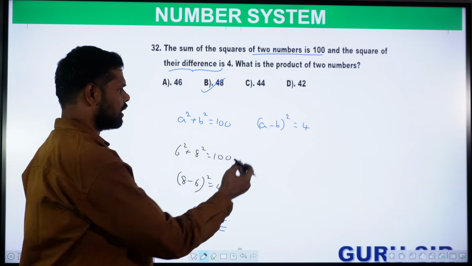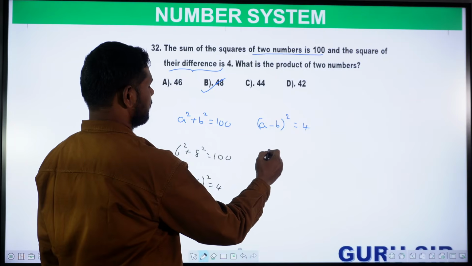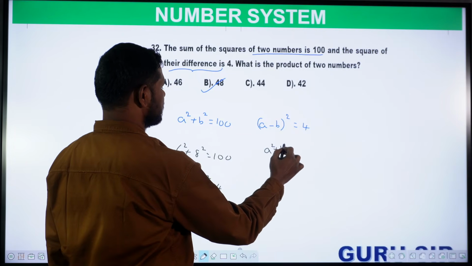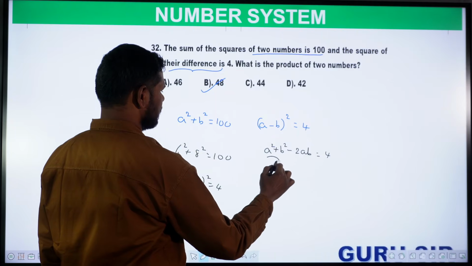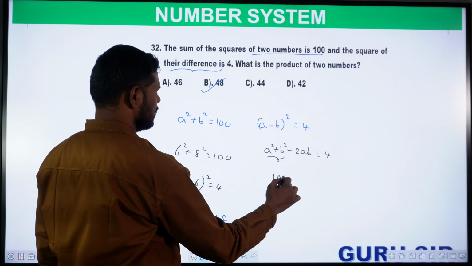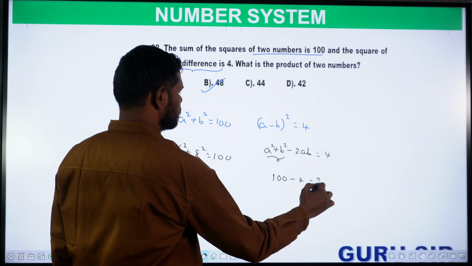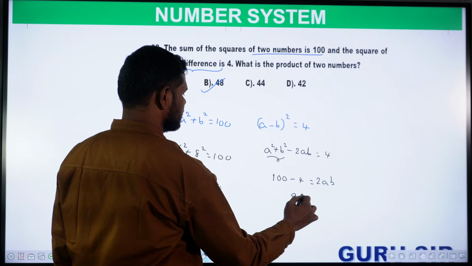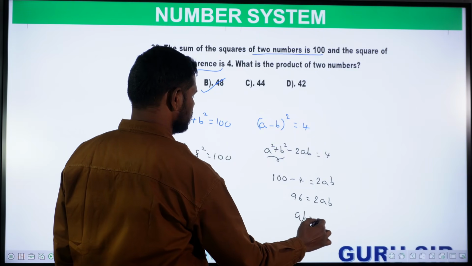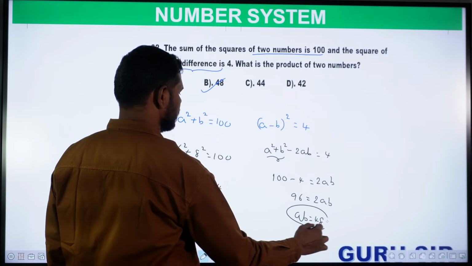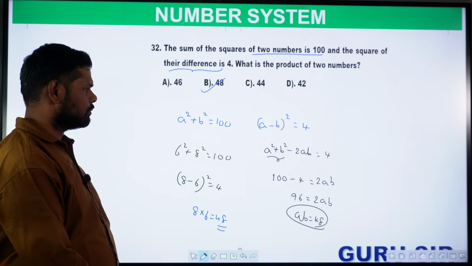Otherwise, go for the formula also, no problem. A minus b whole square means a square plus b square minus 2ab, which is 4. A square plus b square is given as 100, so 100 minus 4 equals 2ab. So 96 equals 2ab. Then ab, the product, is how much? Half of that, 40. So simple.